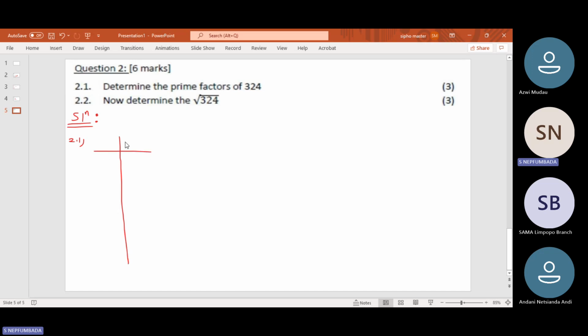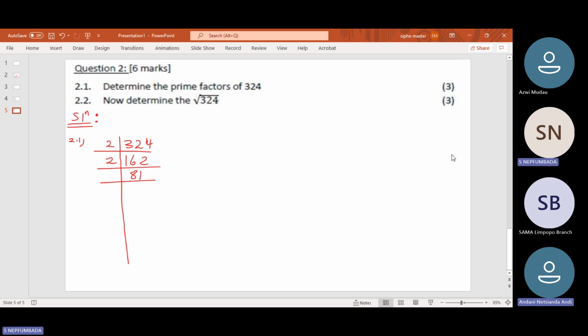So first of all, we write 324 here and we divide by 2. When we divide by 2, what do we get? 162. Again, this 162 can be divided by 2. Then we get 81. Can you see what I'm doing, guys?